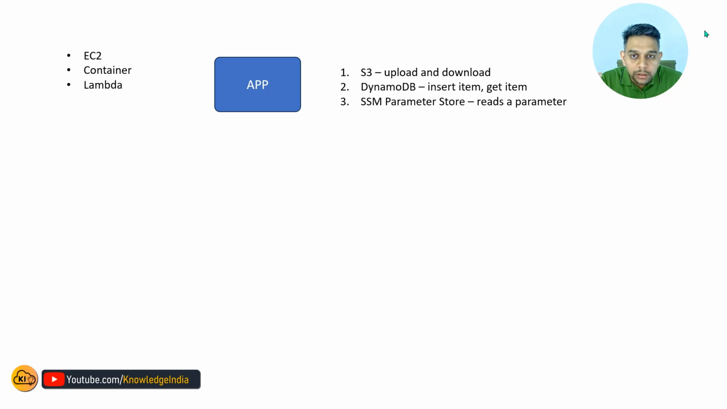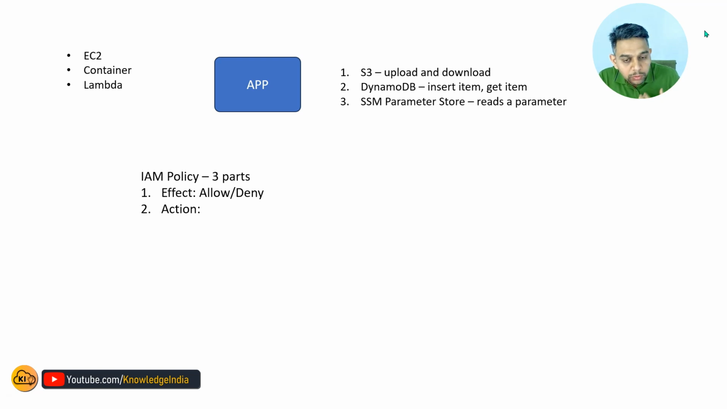First of all, you should clearly understand that in an IAM policy there are three parts, which you probably know. So what are those three parts? The first one is your effect, whether you want to allow or deny something, right? The second thing is action. So what sort of action you want to allow or deny.